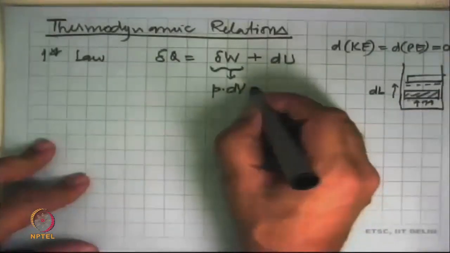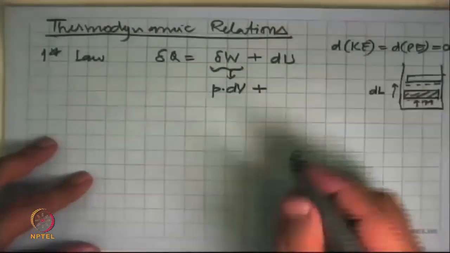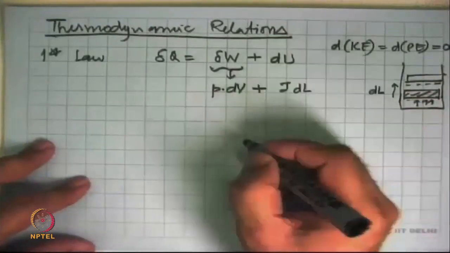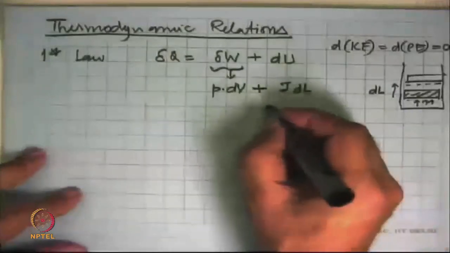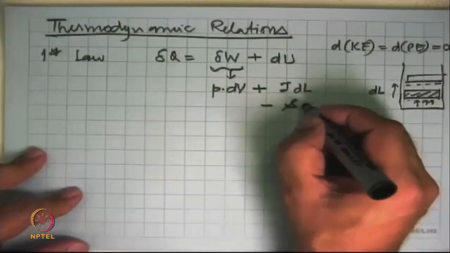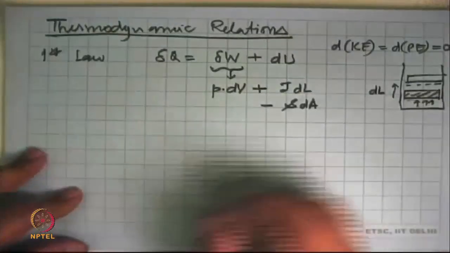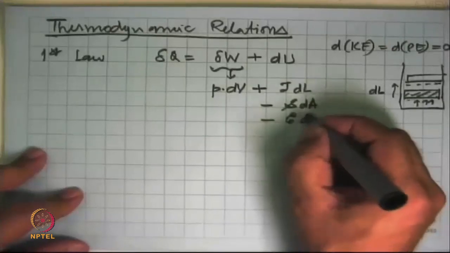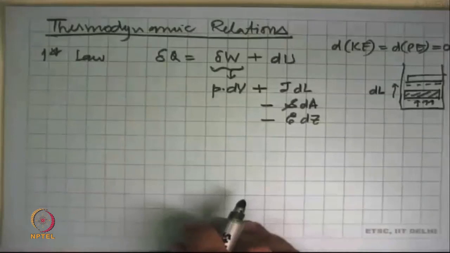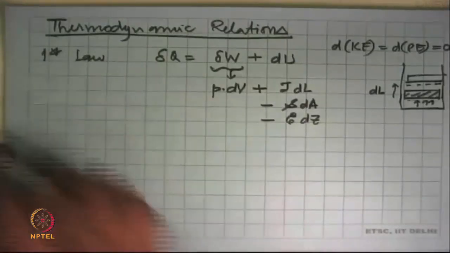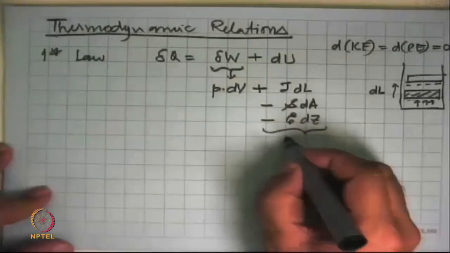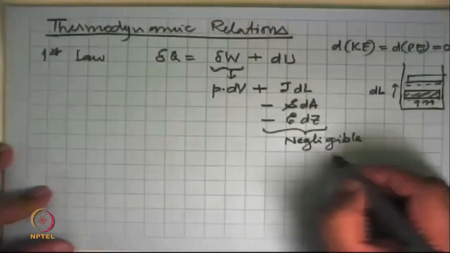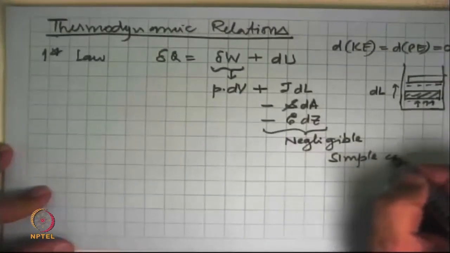So this is one type of work, but there could be other types of work also, including stretching, so there's a tensile force multiplied by the length, stretching of a rubber band or something, or surface tension work where there is surface tension into the increase in area, or you could have electric charge going through an electric field. All of that gets added up. And for this particular round, we say that if these things are all negligible, then we have a substance here which is a simple compressible substance.